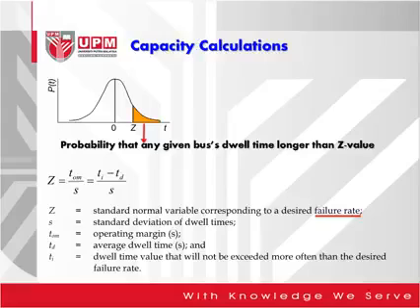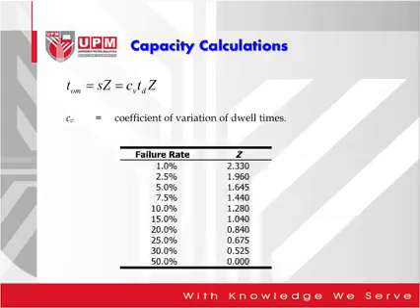Now because our aim is to find the TOM, the equation on the top of the slide is: TOM is equal to S, the standard deviation of the due time, multiplied by the Z value. Z is the normal value, as I mentioned just now, and S can be written as CV times TD, where TD is the average due time. So this is according to the definition in the last two slides for operating margin.